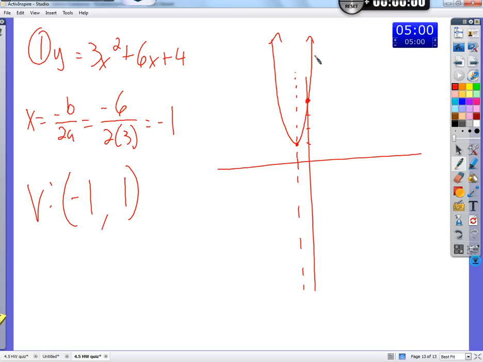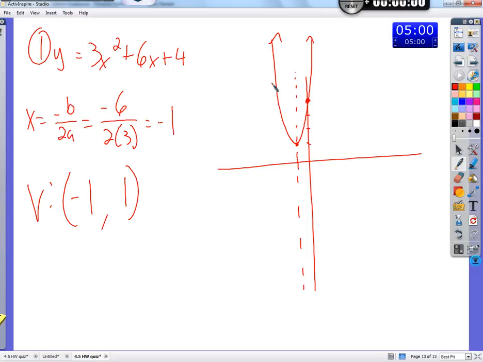So with standard form, just find that vertex. Find some other points. We could have plugged in 0, we could have plugged in 1 or 2, negative 2, negative 3, whatever we want to plug in, we can plug in and find a y value. You could plug in bunches of x values and find y values and then plot all those points and just hope for the best. But by finding the vertex, we know exactly where the center of the parabola is, and so we know that it should come down to there and go back up, and we can just find a couple more points to give us an idea of how steep it should be.